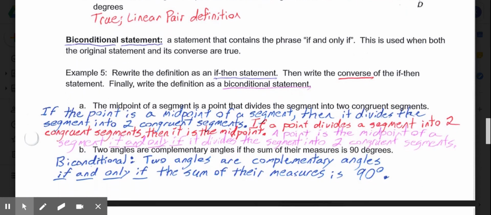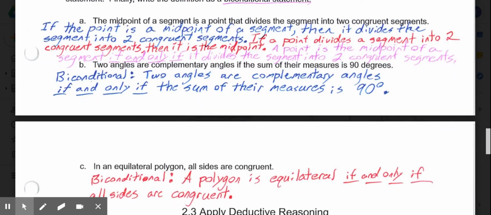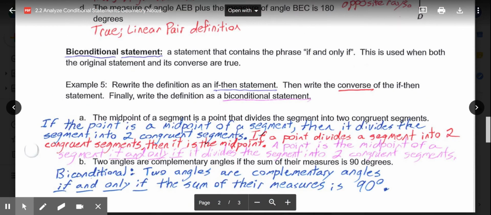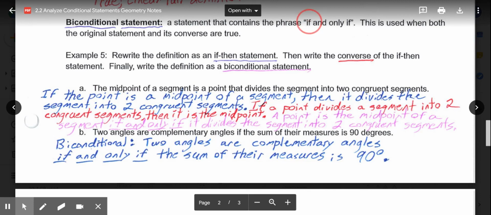And then our final idea for today is the idea of biconditional statements. I apologize, my example C shifted to another page when I printed it. But biconditional statements are a statement that contains a phrase if and only if. So biconditionals have to have if and only if. This is used when both the original statement and the converse are true. So if the original and converse are true, we can write a biconditional.